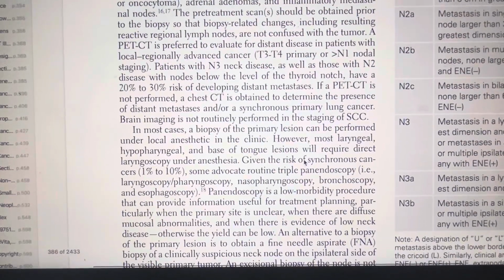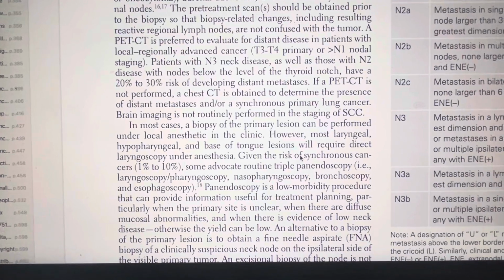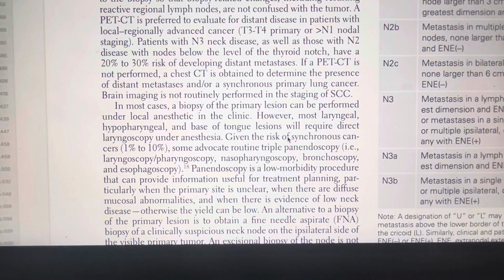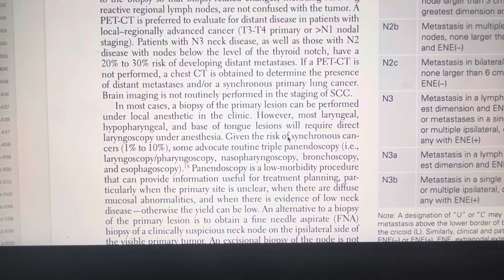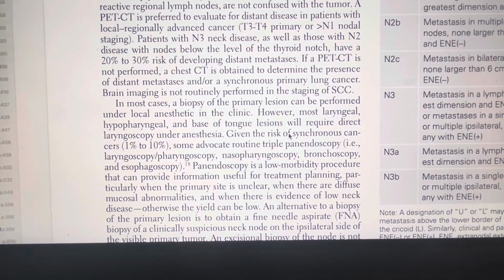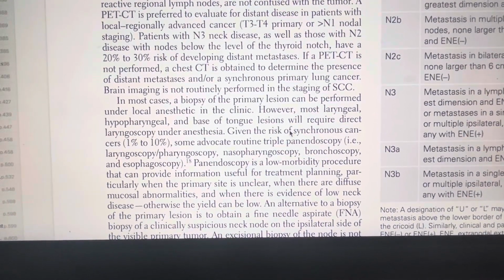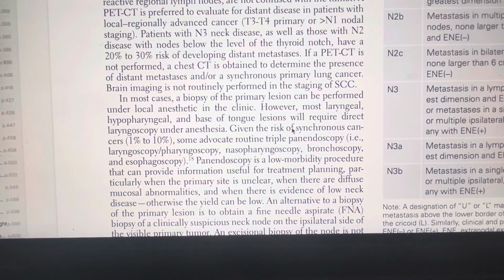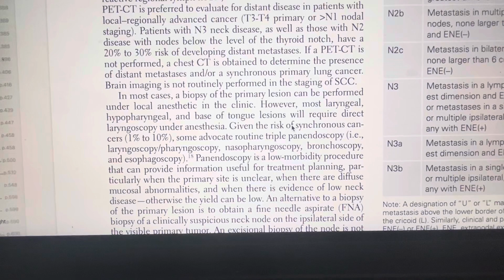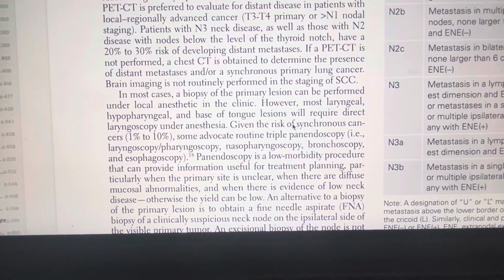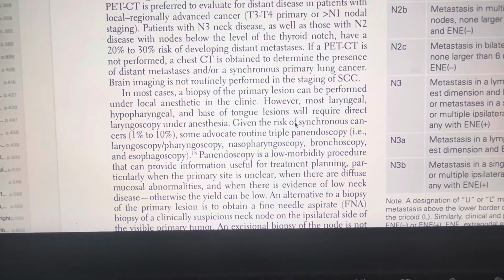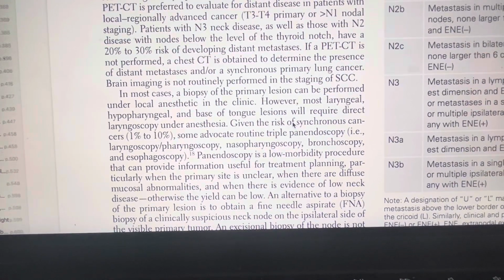In most cases, a biopsy of primary lesion can be performed under local anesthesia in clinic. However, most laryngeal, hypopharyngeal and base of tongue lesions will require direct laryngoscopy under anesthesia. Given the risk of synchronous cancer, that is 1 to 10%, some advocate routine triple pan endoscopy, that is laryngoscopy or pharyngoscopy, nasopharyngoscopy, bronchoscopy, and esophagoscopy.